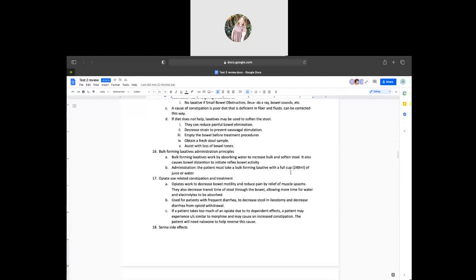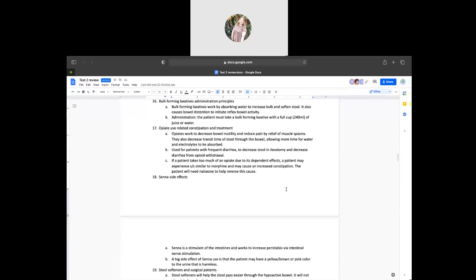Now we're going to get into the types of laxatives. There are many types of laxatives we will use with our patients. So one kind is bulk-forming laxatives. Bulk-forming laxatives work by absorbing water to increase the bulk and soften the stool. It can cause bowel distension to initiate reflex bowel activity. So these medications just increase bulk and soften the stool. They don't work to initiate that bowel activity. Because of that bowel distension and from the action of the medications, yes, the body may resume bowel function.